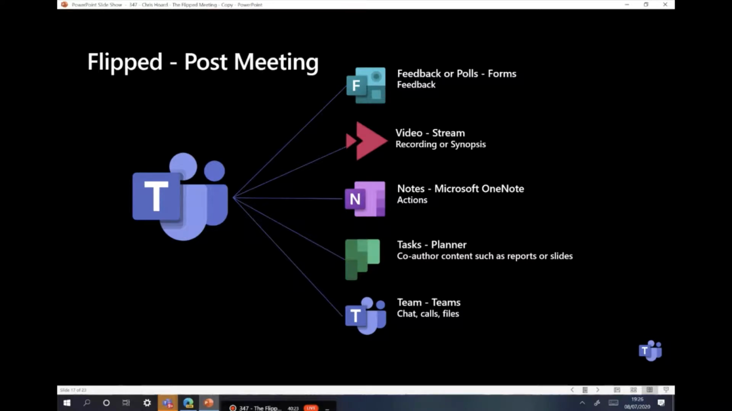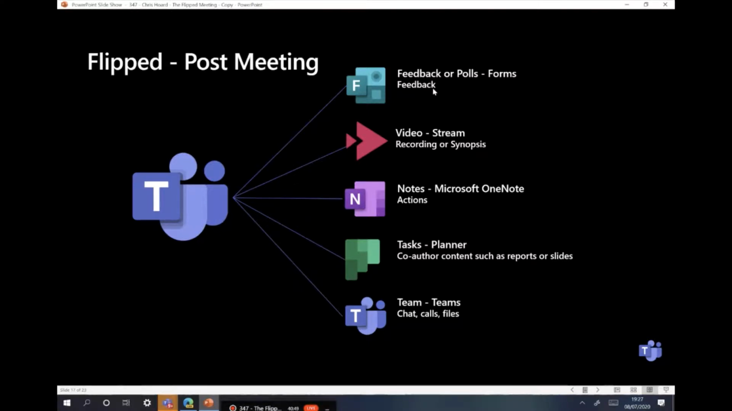Now, we've talked about the pre-meeting and we've talked about the meeting itself and executing in the meeting. There is also the post-meeting. This is all about ownership and actions and who's going to go away and deliver on what was decided within that meeting collaboratively between all of the attendees. There are several ways in which to do that.